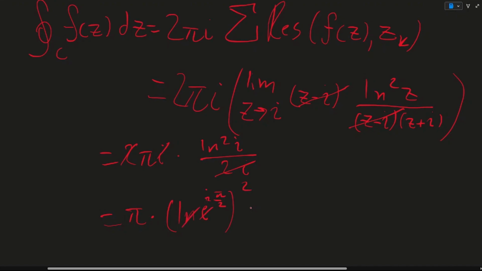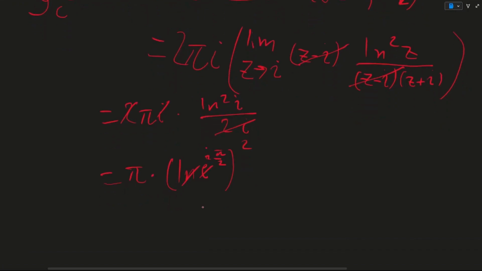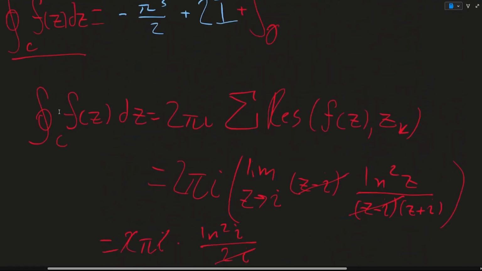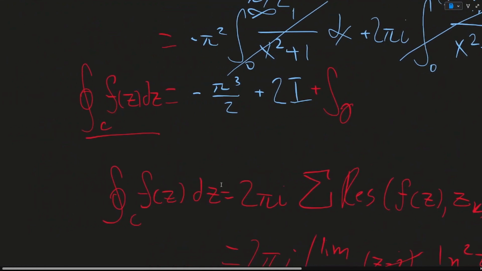And canceling out the e and the ln, we're left with π times (iπ/2) squared, which is the same as saying π times negative π squared over 4. So we're left with negative π cubed over 4. And so that's what our contour integral along C of f(z) dz is.